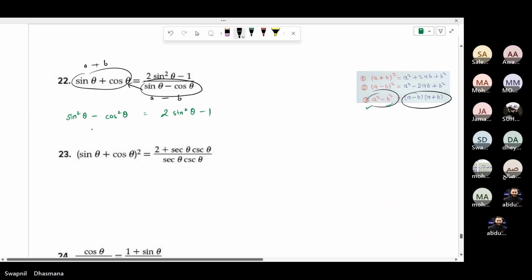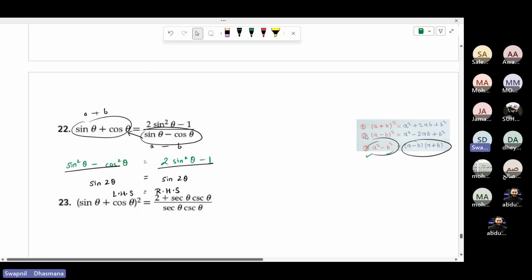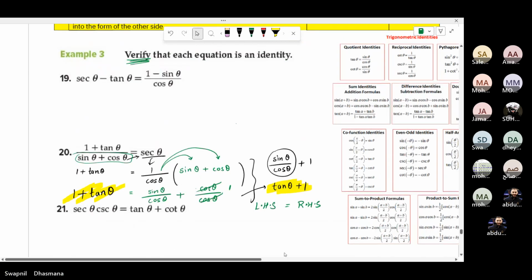Now you can see 2 sine, so this is straight away the rule sine 2 theta. This is also the rule sine 2 theta. So you can say LHS equals RHS. Where is this rule? This rule is right here.